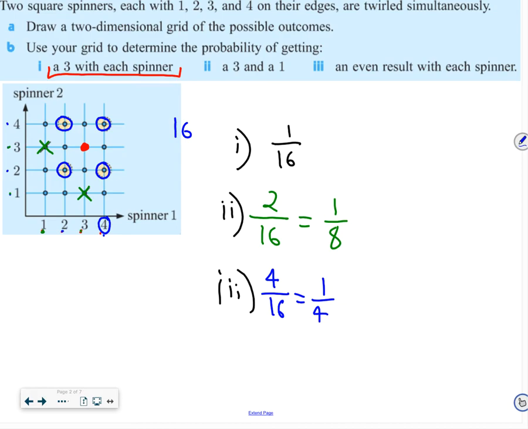So you can see how we can utilize a two-dimensional grid to help problem solve with figuring out our compound events. These two events are independent, because what I spun on spinner 1 is not going to affect what I spun on spinner 2. The spinner doesn't have a memory.